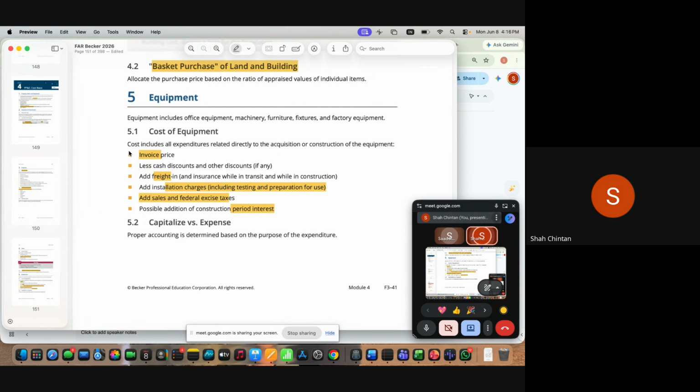Yes, come again, क्या बोल रहे हो? Can you share your screen? कौन से section की बात कर रहे हो? In the book, 5 point improvements and replacements, it's in your book as well.